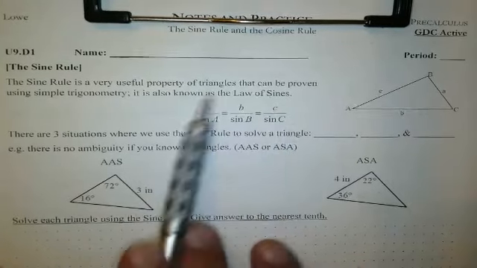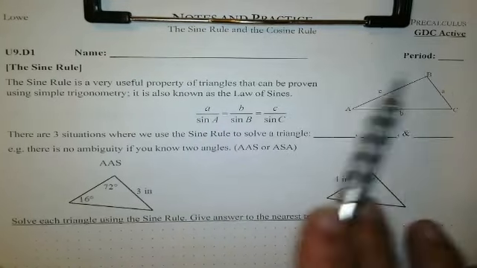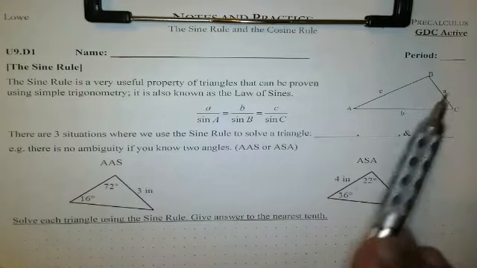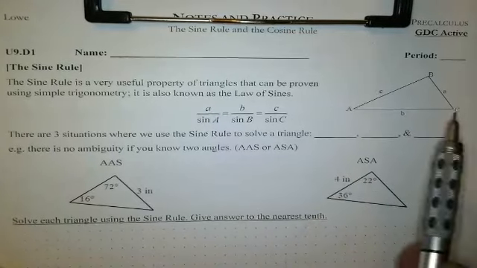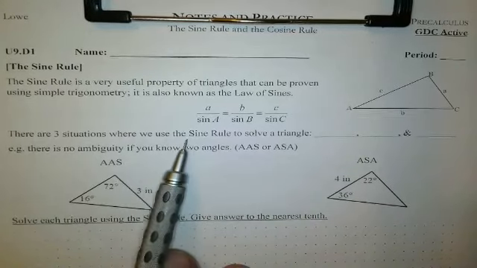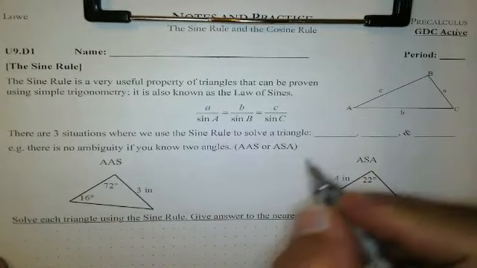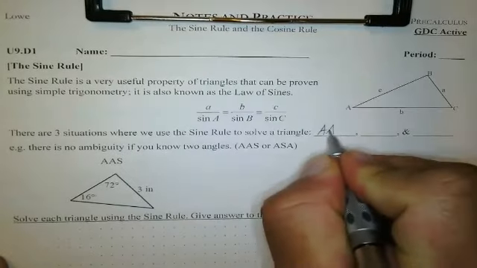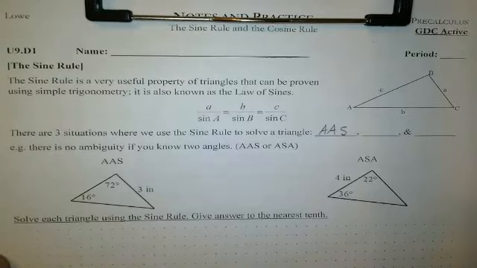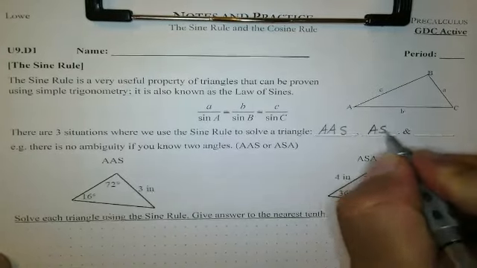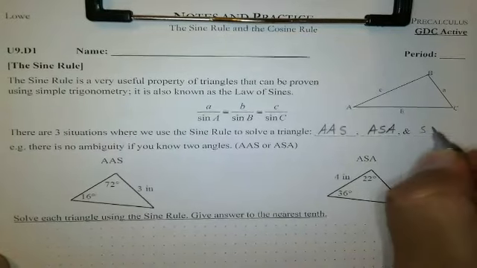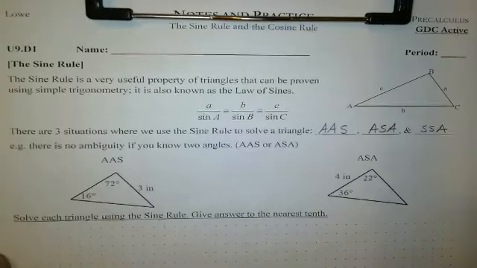It's given by a proportion, and it's in relation to a triangle, right? So if I know the angles of a triangle and the sides of a triangle, I can figure out other information. There are going to be three situations where we use the sine rule. Okay. The situations are if we know two angles and a side not between the two angles, or if I know two angles and a side between those two angles. The third one will be side, side, and angle.